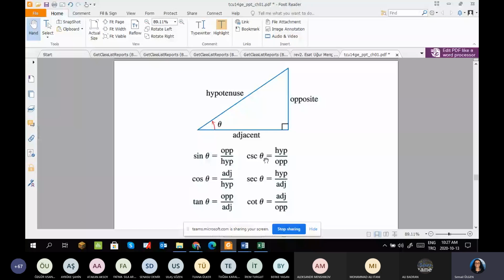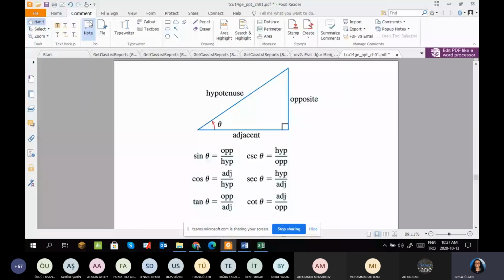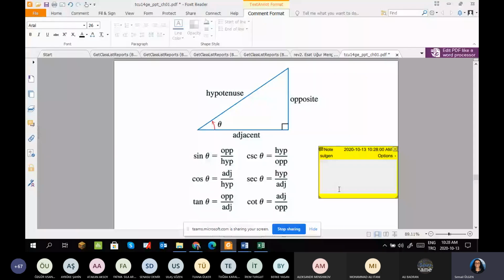Cotangent theta is the reciprocal of tangent. It's adjacent over opposite. So let me write this reciprocal because maybe some students don't know. Let me write just one example. Cotangent theta is the reciprocal of what? Tangent theta. Okay, reciprocal means you are flipping it over, taking 1 over that. Some students may not know that.